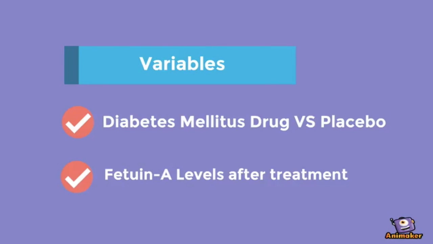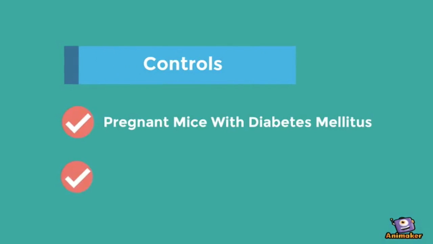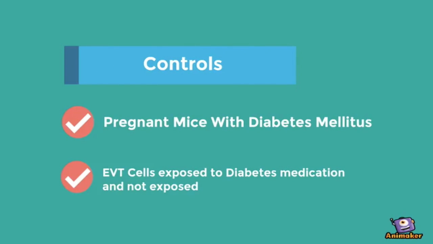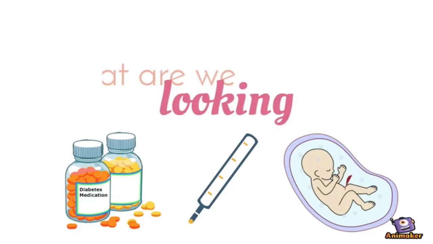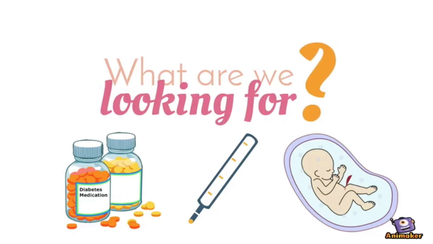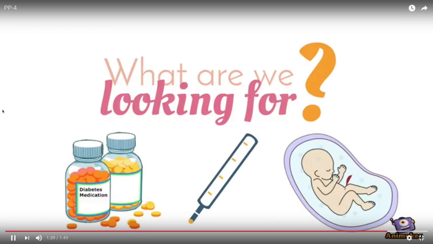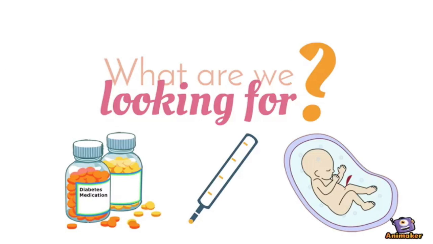Variables might include diabetes drugs versus a placebo treatment and measuring Fetuin-A levels after treatment. Some controls may be pregnant mice with diabetes and EVT cells exposed to diabetes medication, and mice not exposed to diabetes. We would be looking to see if we could see significant differences in preeclampsia rates in mice and how diabetes and Fetuin-A affect the risk of preeclampsia.